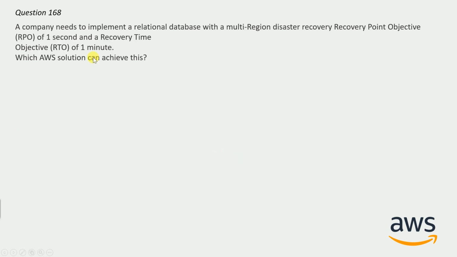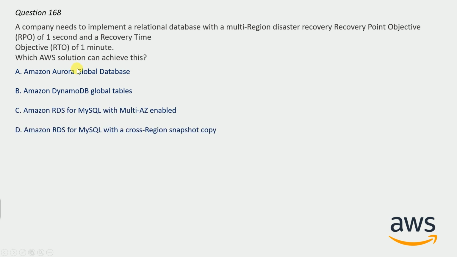And now question number 168. A company needs to implement a relational database with multi-region disaster recovery, with a recovery point objective, that is RPO, of 1 second, and a recovery time objective, that is RTO, of 1 minute. Which AWS solution can achieve this? And here are the options.